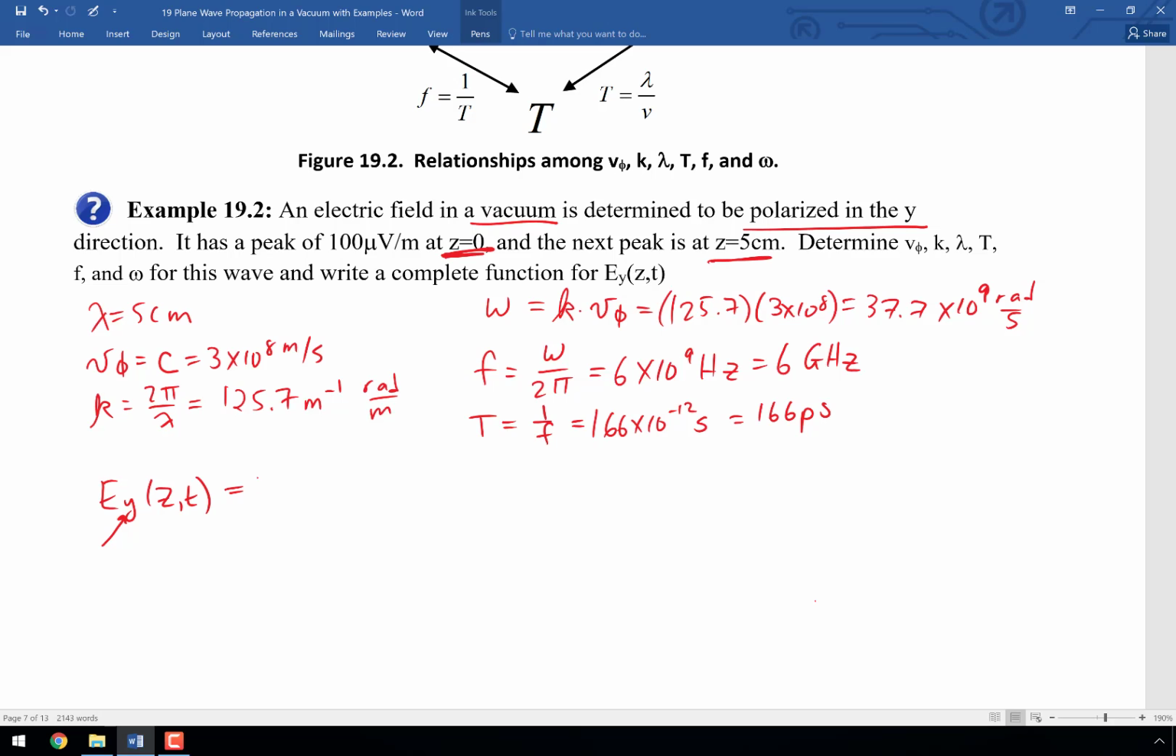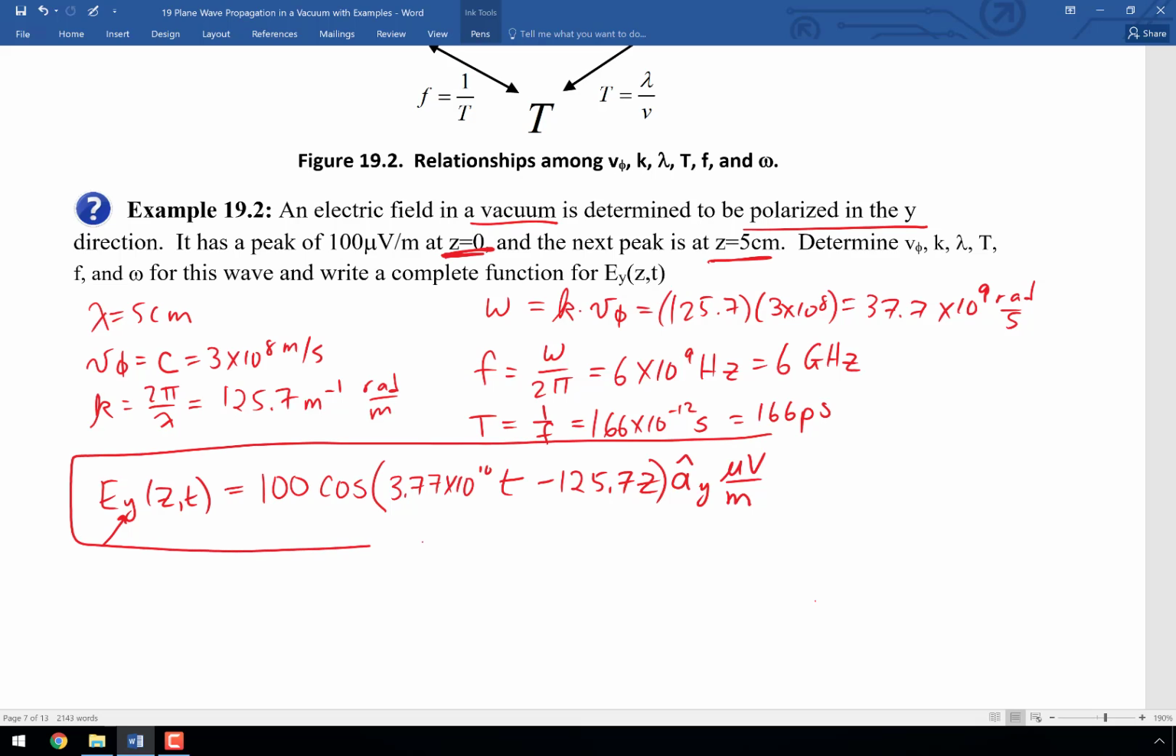So this is equal to, and it says that the peak is 100 microvolts per meter. So I'm going to start out with 100 times the cosine of, and you can write it in a variety of different ways, but I'm going to write it as omega, so that's 3.77 times 10 to the 10th t minus k, which is 125.7 times z, and then it's in the a sub y direction because that is the direction of polarization, and then the units are microvolts per meter. So that's my final answer.